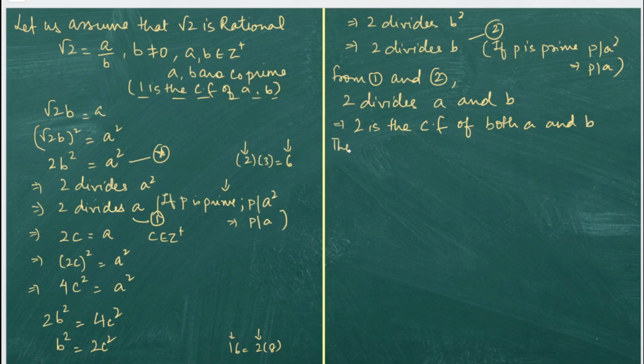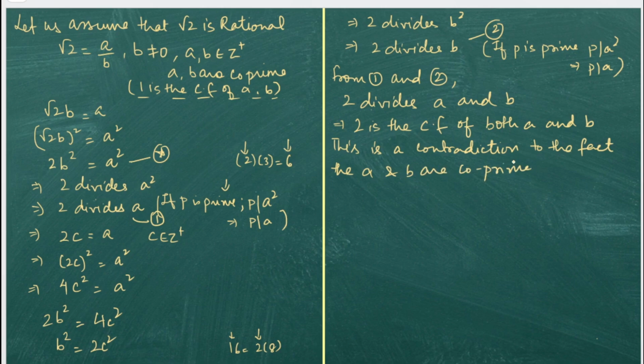So this is a contradiction to what? This is a contradiction to the fact that a and b both are co-prime. Co-prime means 1 is the only common factor, and here we are proving that 2 is a common factor. Now, why do we have this contradiction? Because our assumption in the beginning was wrong.